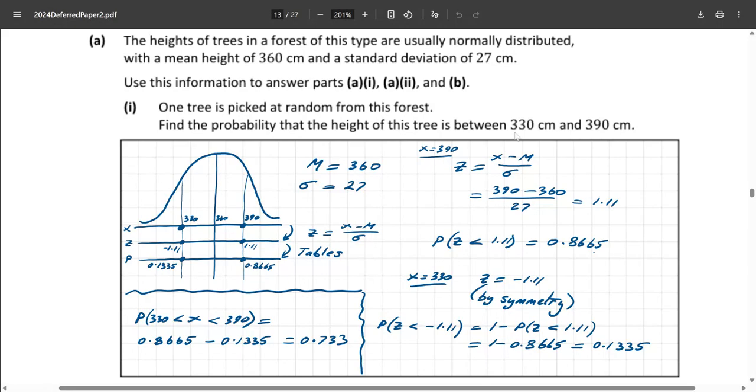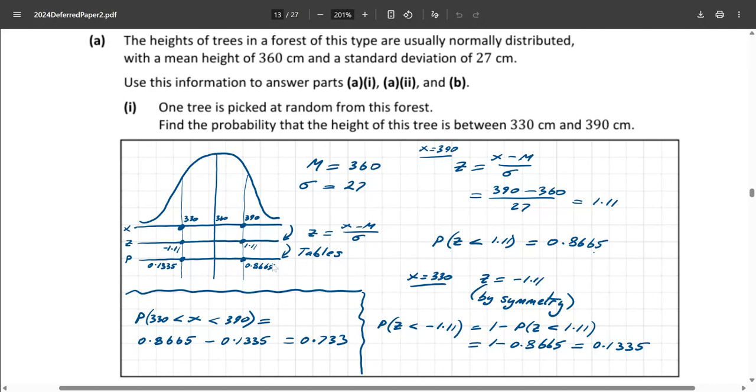It looks like in this question we're interested in 2 particular heights. We want the trees between 330 and 390. So put those on your X line. And as you can see, that's 30 down from the mean, that's 30 up from the mean. So there's symmetry here as well. Okay, and now find the probability that the heights are between here and here. So the probability I assign to the P line, as I call it. So we can work out the probabilities on this P line.